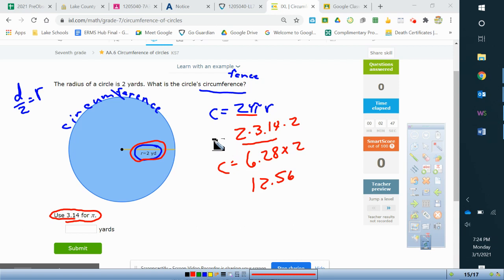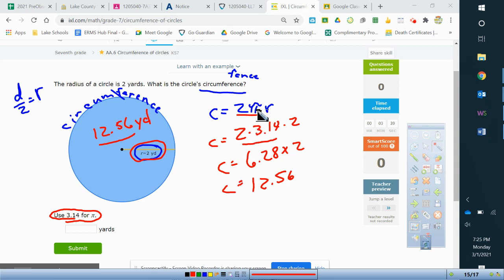So my circumference, if I were to take a piece of string or a rope and I wanted to put a huge circle out in the field, it would be 12.56 yards long. You notice it's not yards squared, it's linear. Okay, so we would take a measuring tape, we would measure out 12.56 and we would put it around the circle. That's how we find circumference.